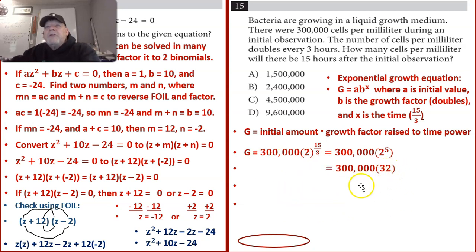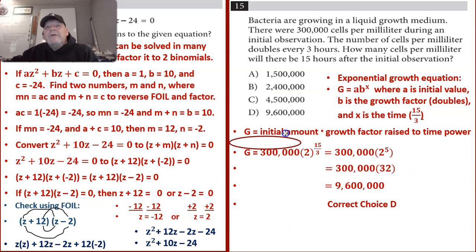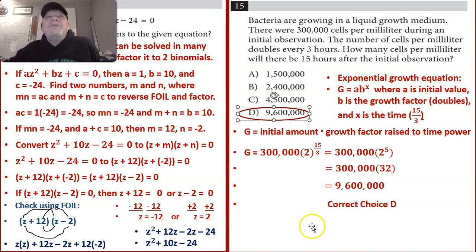2 to the 5th is 32. It ends up being 9,600, which is choice D. Trying to move my oval here, and sometimes it's hard to, there, I got it to recognize it. So it's choice D. So hopefully you were able to understand solving the quadratic and working through the exponential growth.